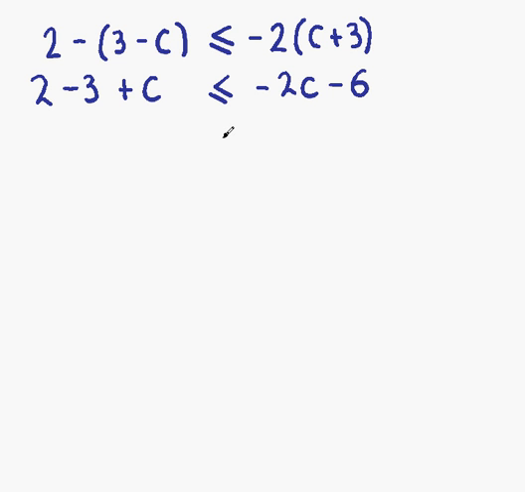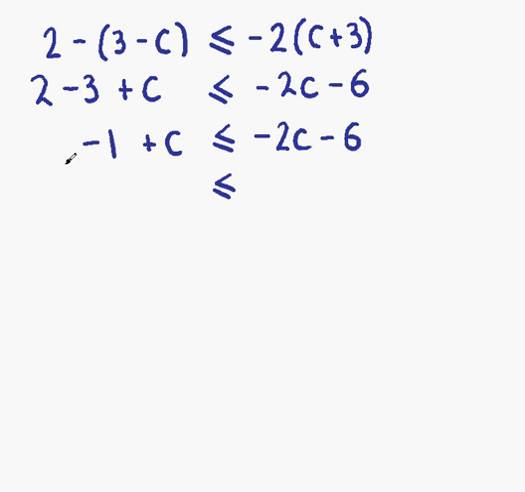Our next step is to simplify if possible. On the left, we have 2 minus 3, which is minus 1. We still have our plus c, and our right hand side stays the same for the minute. Our next step is to put our letters on the left and numbers on the right.